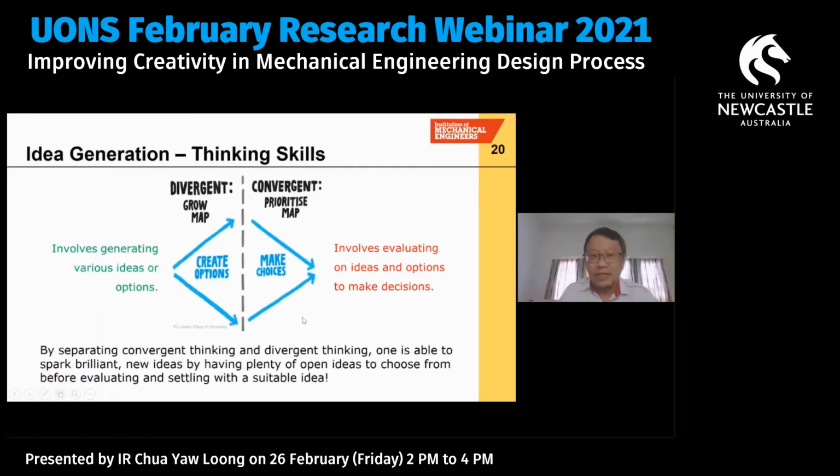The second stage is idea generation, where you need to generate a lot of countermeasures, a lot of responses to tackle this problem. This is where creative thinking comes in, namely divergent thinking and convergent thinking. In divergent thinking, we are talking about generating a lot of ideas, various ideas.